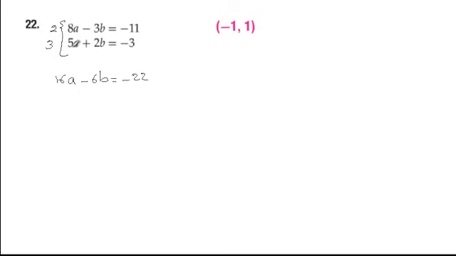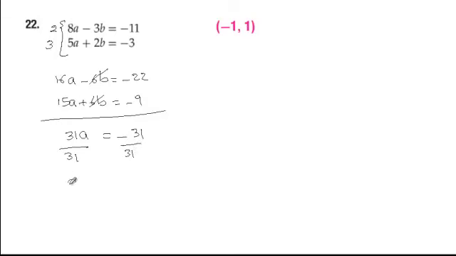Now, for here, 3 times 5a you get 15a, 3 times 2b is 6b, and 3 times minus 3 you get minus 9. After that, when you add them together, the b terms cancel. 16a plus 15a you get 31a equals minus 22 and minus 9, which gives minus 31. Wow, that's nice. Divide by 31, divide by 31, you get a is equal to minus 1, which is here. So that's a, and that's correct.